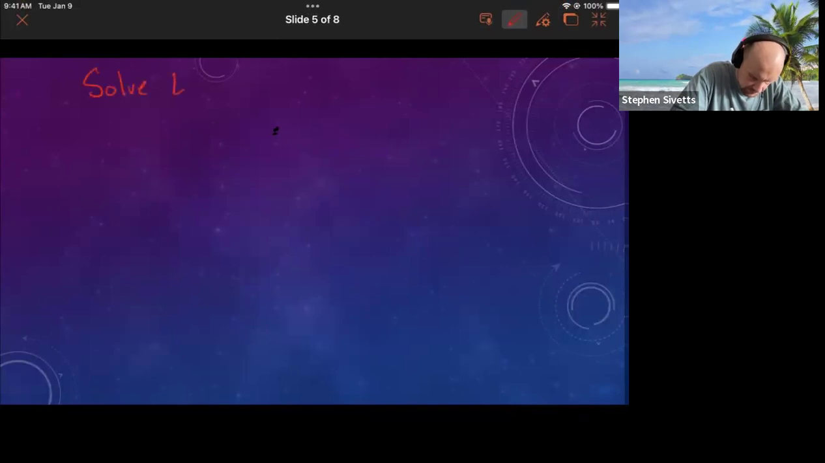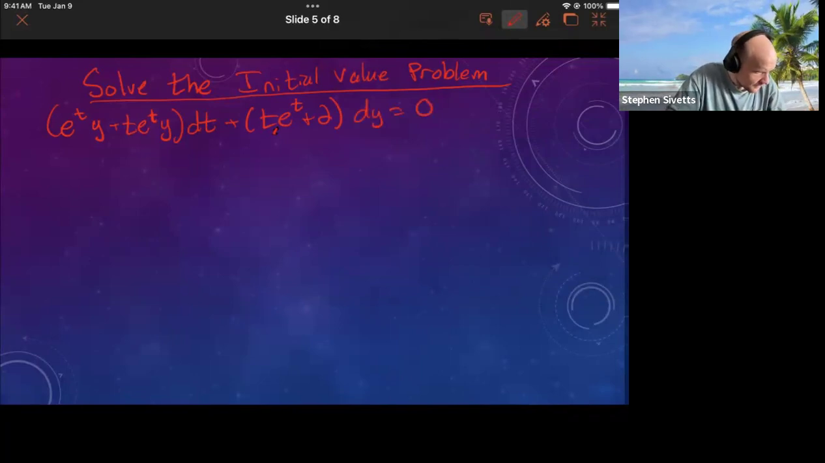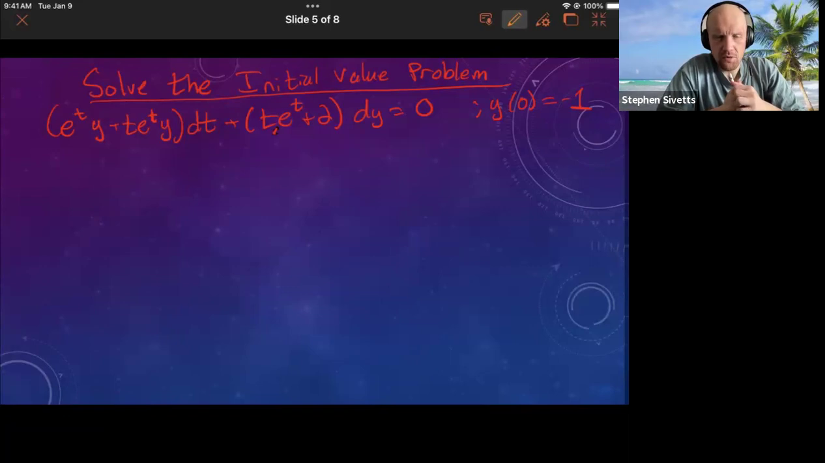Is this one. So suppose we have this initial value problem, right? So we have y plus t e to the t y, that is, t times y, dt plus t e to the t y plus 2 dy equals 0. And we have that y of 0 is -1. Okay. So try to solve this initial value problem. Try pause the video and try to figure out this differential equation.